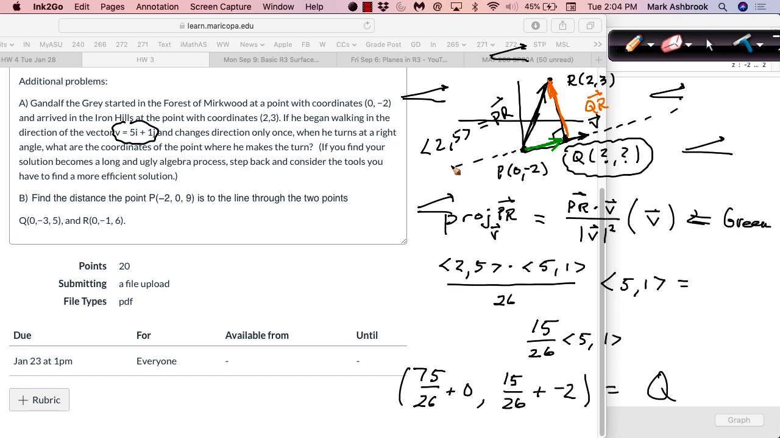And so what are the components of PR relative to V? Well, that's the green and the orange vector. So if I've got the green vector and I've got the original vector PR, how can I get the orange vector? Philip, do you know? So I got PR and the green one. What's the quickest route to getting QR?